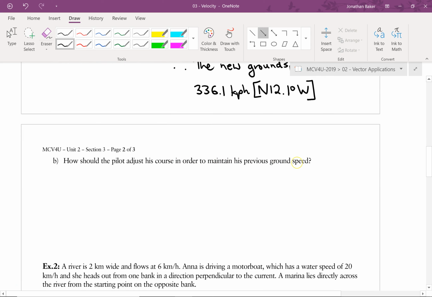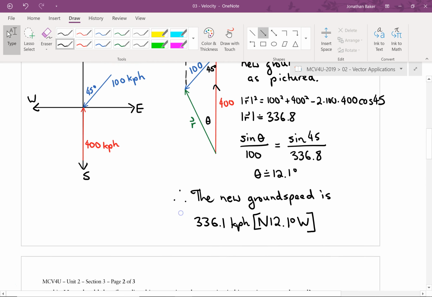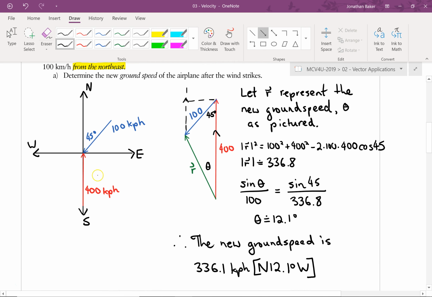ground speed? In other words, we don't want to be affected by this wind, so we want to keep going in the direction that we're going. And this is something that pilots have to do, right? They have to account for the wind and figure out how to fly in a direction that they want to go in spite of what the wind is. Okay, so what this means is that we want this previously red arrow to be our green resultant. We want a resultant that is 400 kilometers due north, okay?